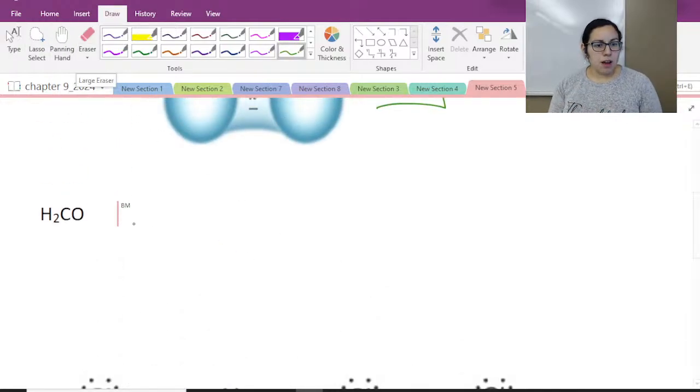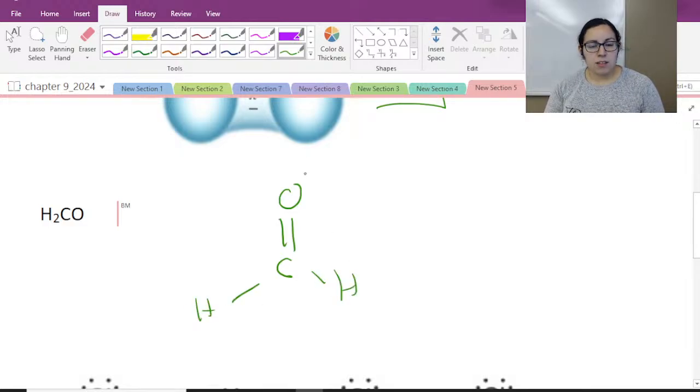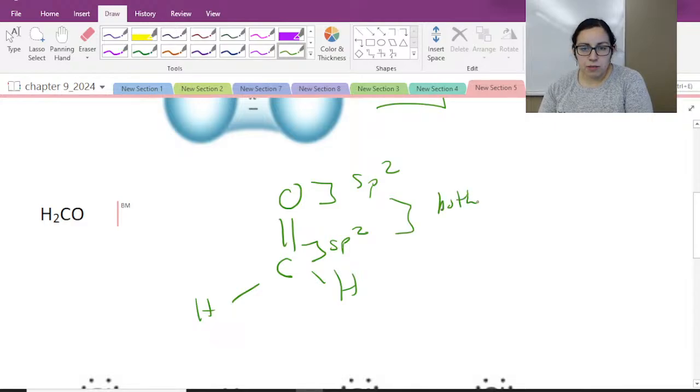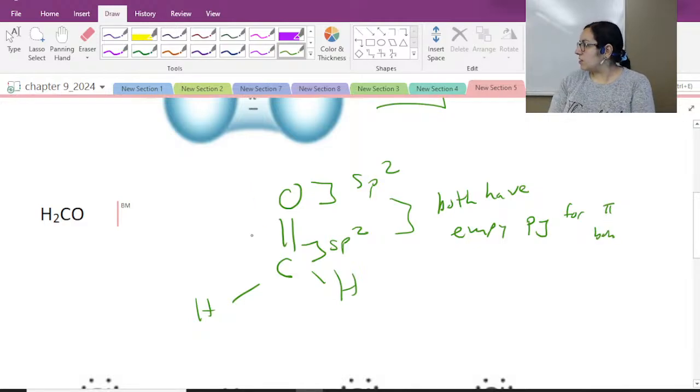And so we could draw, I think we did formate last time. And so the key with formate was those were two sp2 hybridized orbitals. So our oxygen is sp2, our carbon is sp2, and then we had our empty pi orbitals. So both have empty p, we'll just call it Py, for a pi bond. So anytime we see a double bond, we know we have a sigma bond, but then we have to figure out where did that pi bond come from, so what orbitals are involved.